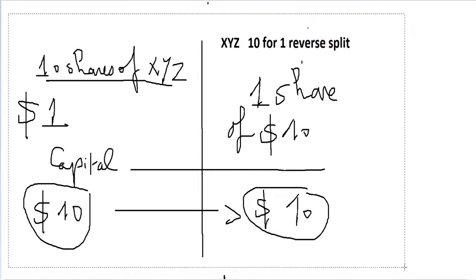Okay? So, I will explain the reason. It's very simple reasons. Now, the first reason for reverse split, okay? Number one, this has to do with exchange. For example, we take the New York Exchange, NYSE.